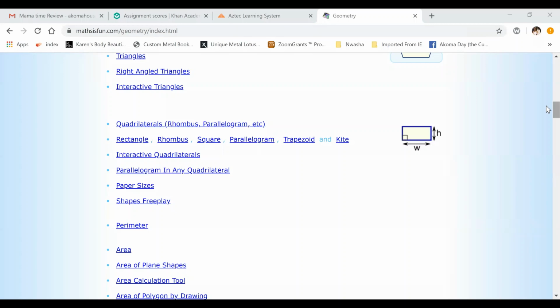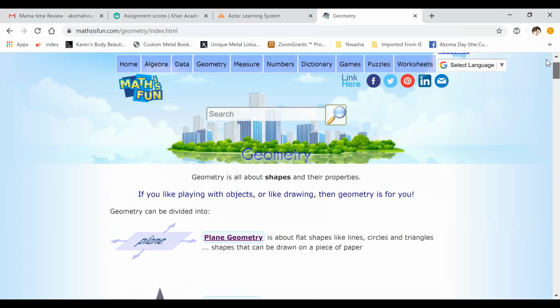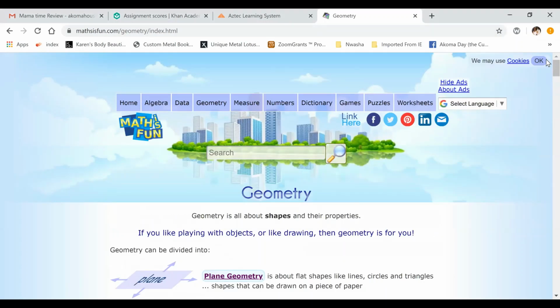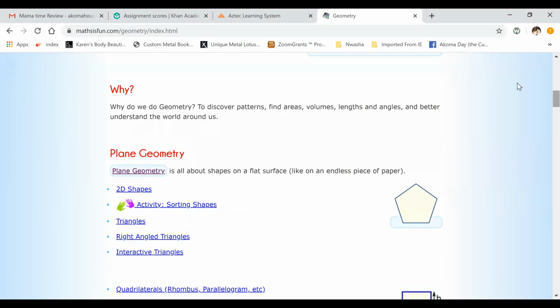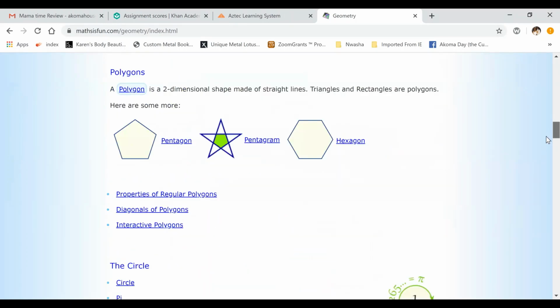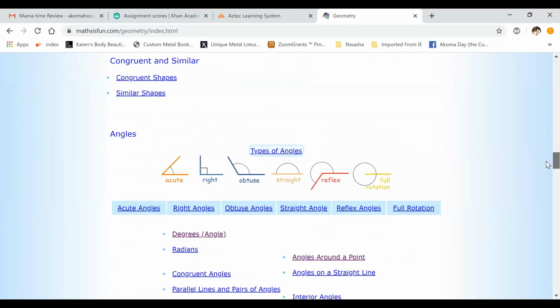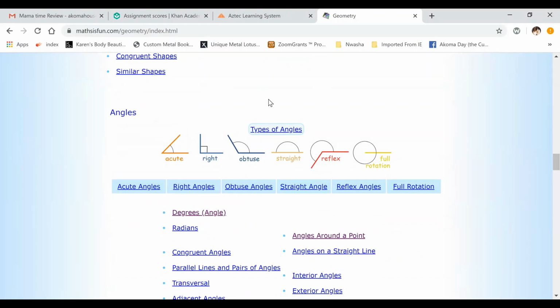Okay, so this is the first one that I'm going to show you, which is Math Is Fun. So what we said you have to do is just come to the geometry tab this time. What we've been doing for the last week is all the way down in this area right here where you have types of angles.